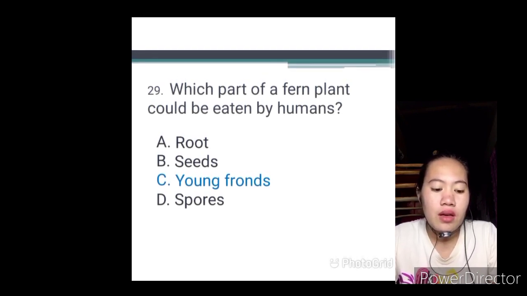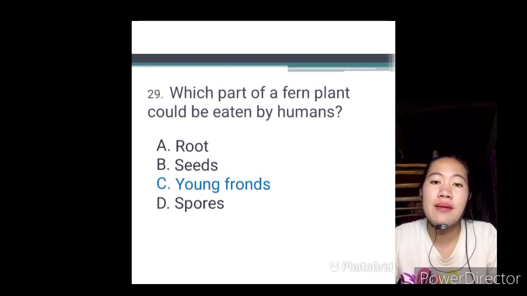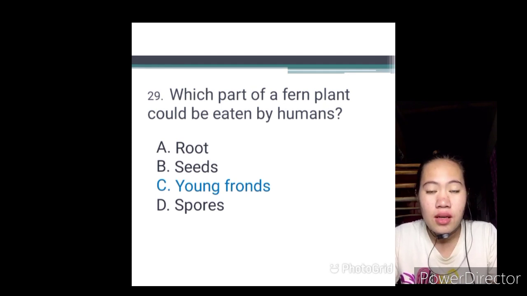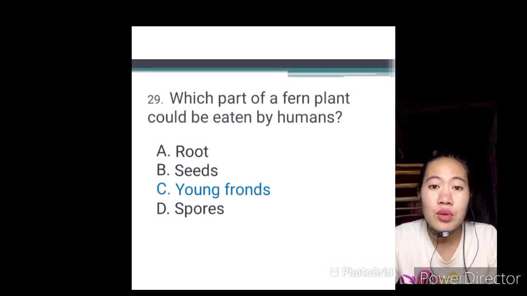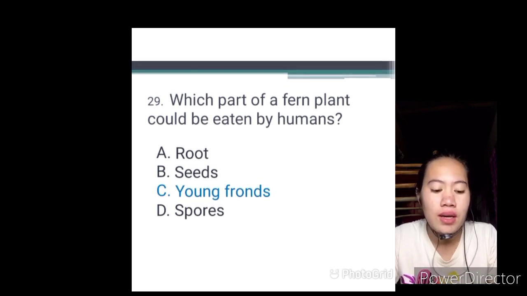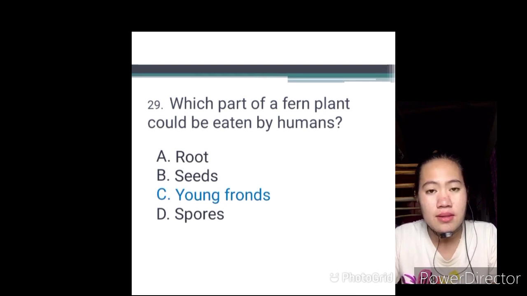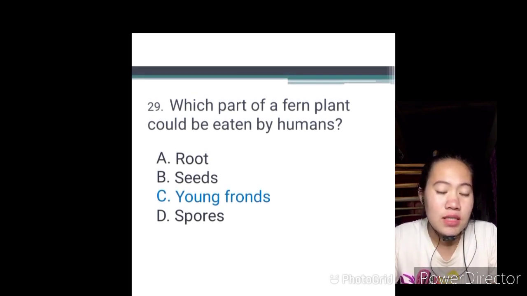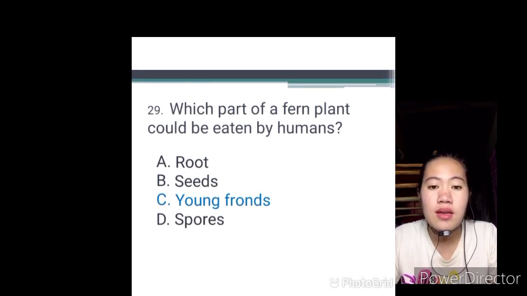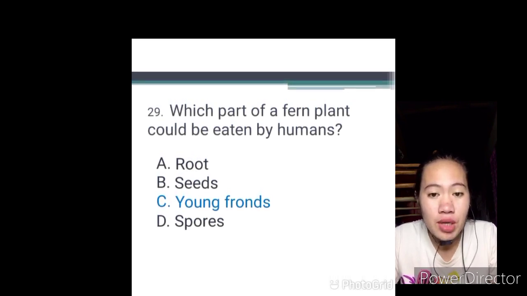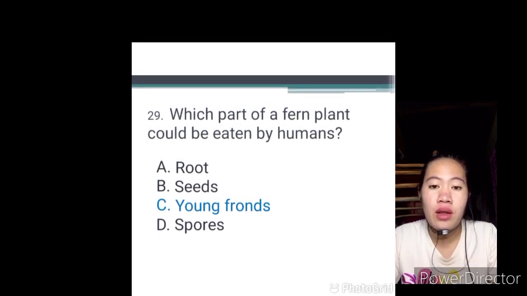So, ngano wrong ang letter A, root? It is because when we are eating pako, we are not eating the root. These are only the ones nga nasa ilalom to hold them, but we are not eating that one. Letter B, seeds. Also, we are not eating the seeds of the ferns. And letter D, spores. Of course, dili na to nagakaunon ang spores sa ferns, because spores are the ones used for the reproduction of the ferns.